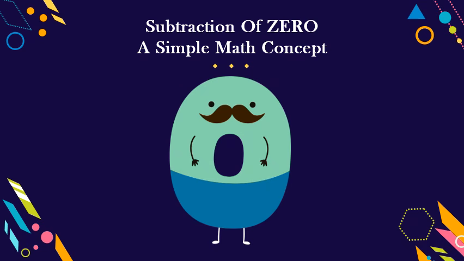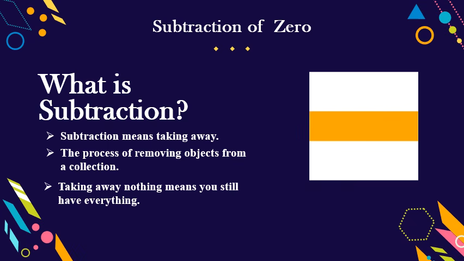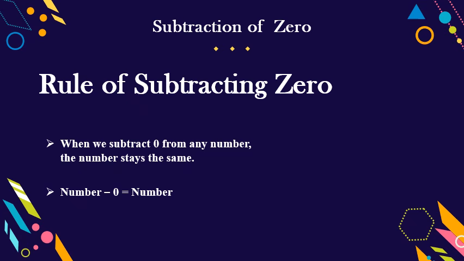Now we will learn subtraction of 0 with any number. What is subtraction? Subtraction means taking away, the process of removing objects from a collection. Taking away nothing means you still have everything. Now we learn the rule of subtracting 0. When we subtract 0 from any number, the number stays the same. So it means number minus 0 equals number. We get the same number in answer when we subtract 0 from any number.